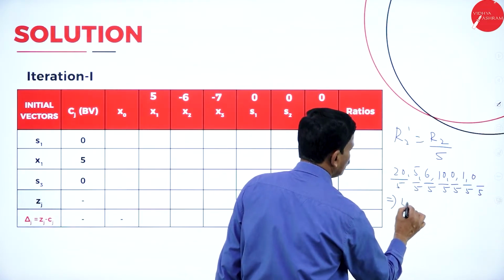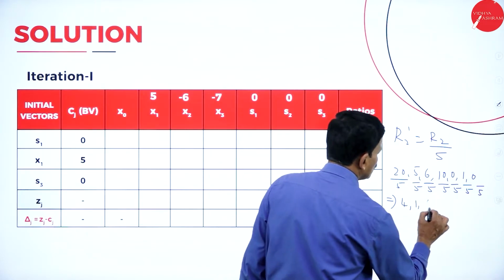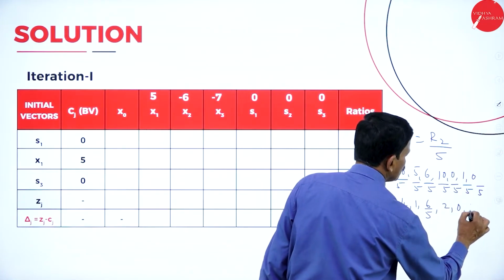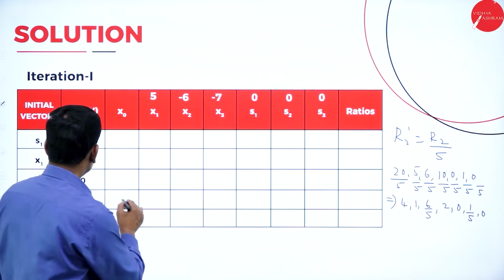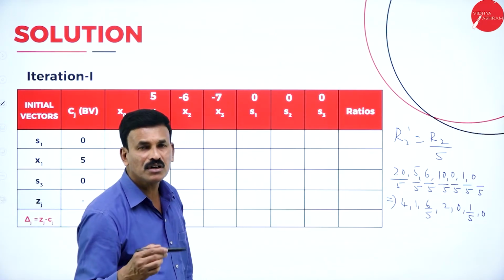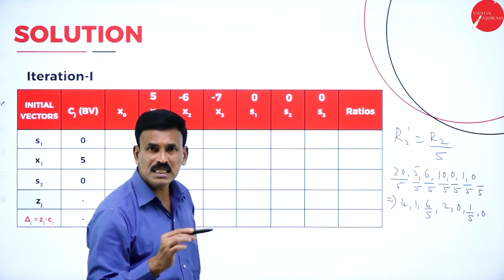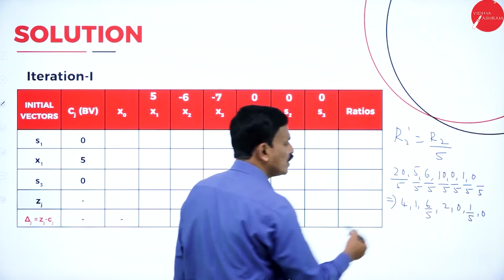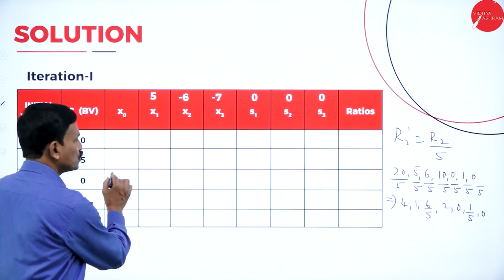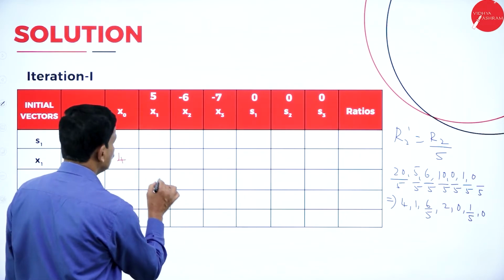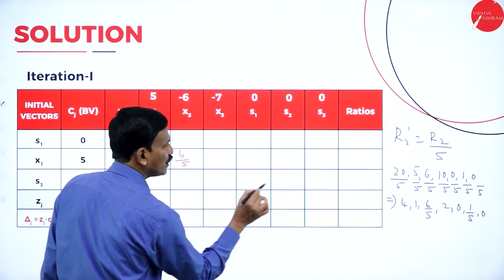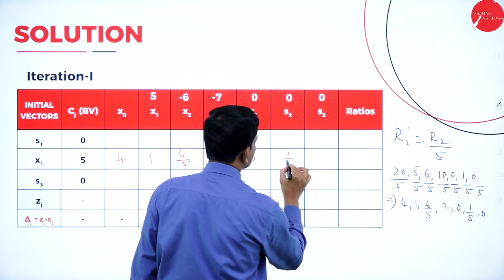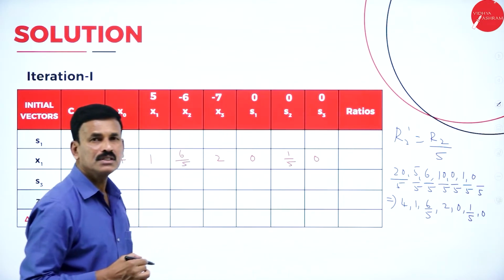20 by 5 is 4, 5 by 5 is 1, 6 by 5, 10 by 5 is nothing but 2, 0 by 5 is 0, 1 by 5 and 0. So just divide each and every element of R2 by 5, the key element, and we get 4, 1, 6 by 5, 2, 0, 1 by 5, 0 as the new row 2. Okay, this is R2.